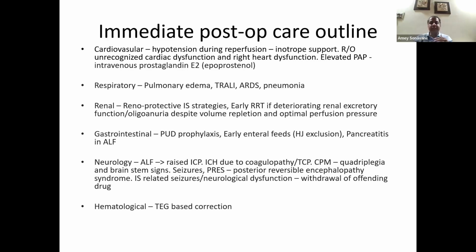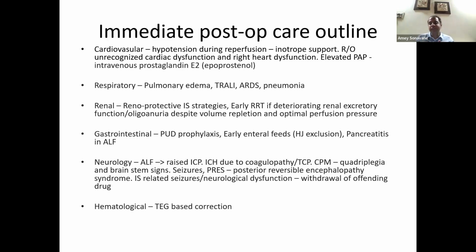We all know that calcineurin inhibitors can cause a lot of neurological issues and can cause seizures. There is an entity called posterior reversible encephalopathy syndrome, PRES, which we must recognize early. Immunosuppression-related seizures or neurological dysfunction.